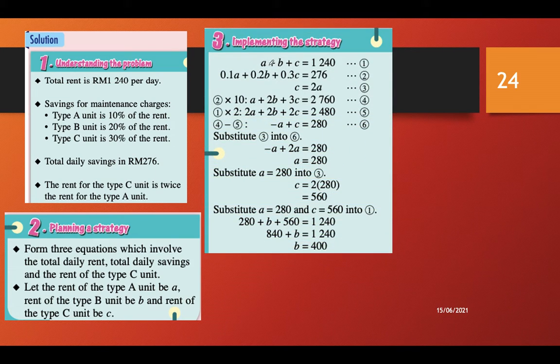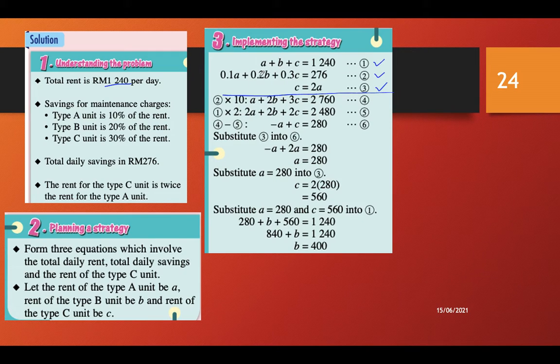Okay, so ini tepatlah tadi. A plus B plus C dapat 1240, number 1. Number 2, follow percentage, 0.1 plus 0.2 plus 0.3. Darab dia dapatlah total saving 276. Dan type C is twice A. So, dapat 3 equation. So, sekarang kita boleh solve lah equation.